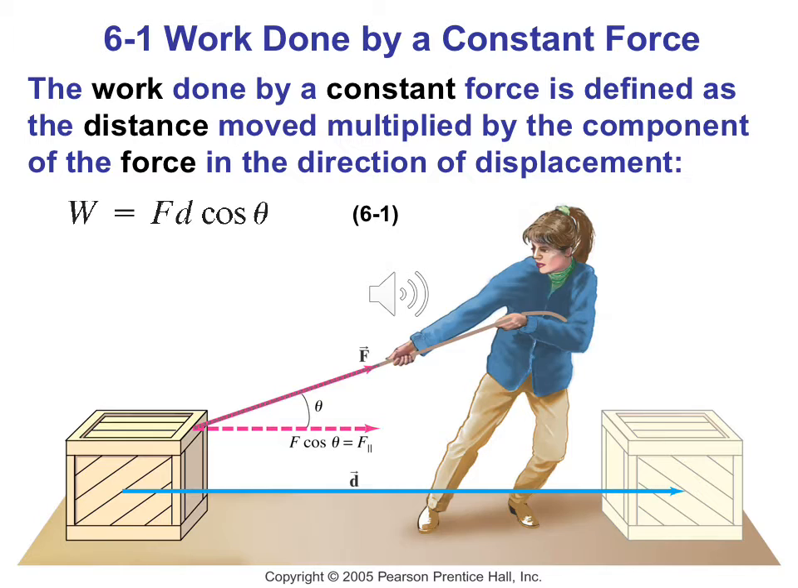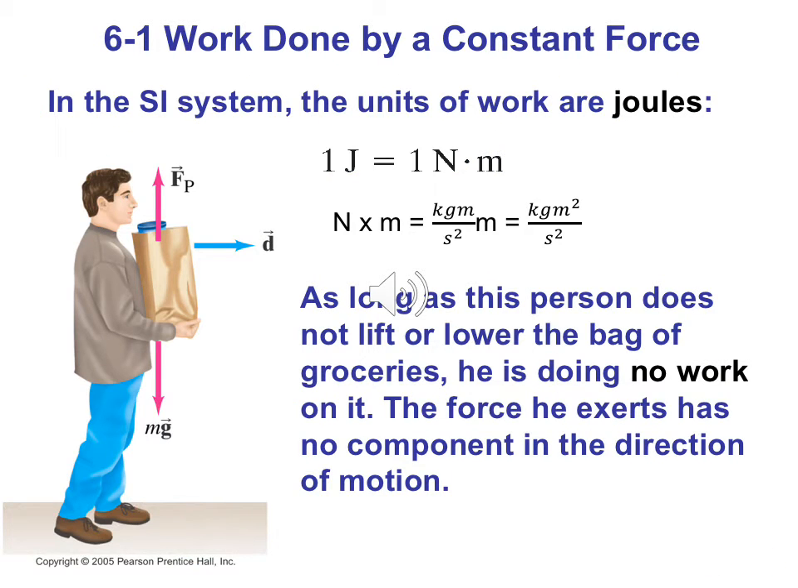Work is done on objects to change the state of energy of an object. In this slide, the formula enables you to determine the work done by a force. Note that the cosine theta of the actual force gives you the component that is in the direction of the motion. Theta is the angle between the applied force and the direction of motion. The problems we will be doing will be involving constant forces, not variable ones.